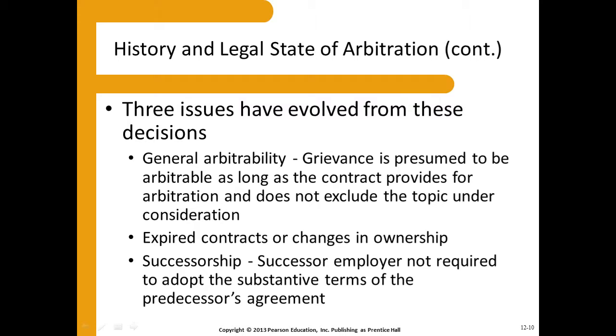With respect to expired contracts or changes in ownership, the U.S. Supreme Court has ruled that the duty to arbitrate can extend beyond the life of a contract. A post-expiration grievance is arbitrable only when it involves facts and events that occurred before the expiration of the CBA, when the action infringes a right vested under the agreement, or when the normal principles of contract interpretation show that the disputed contractual right survives the remainder of the agreement. And then, with respect to successorship, the Supreme Court has also ruled that a successor employer is not required to adopt the substantive terms of the predecessor agreement, but that the successor inherits the contractual duty to arbitrate as long as there is a substantial continuity between the old and new companies.